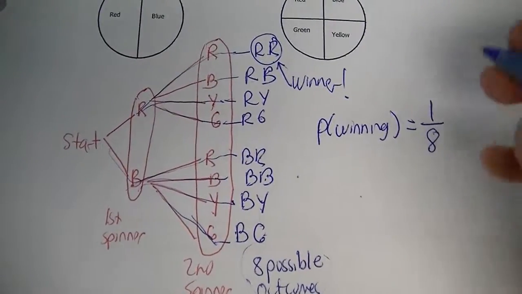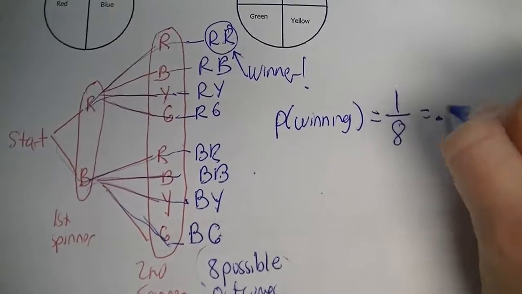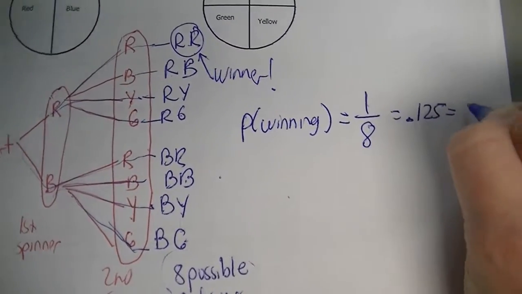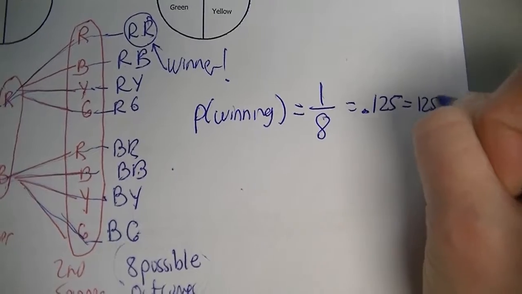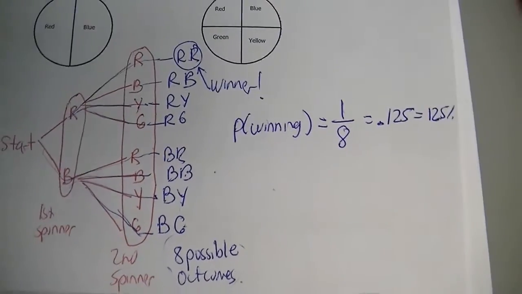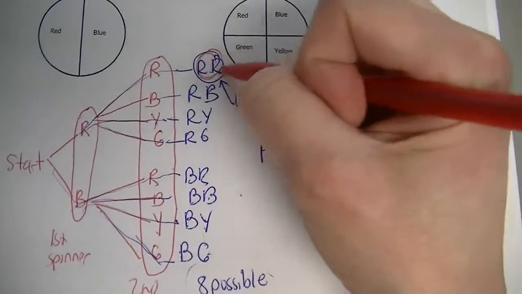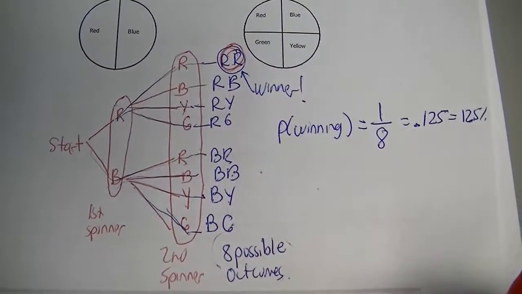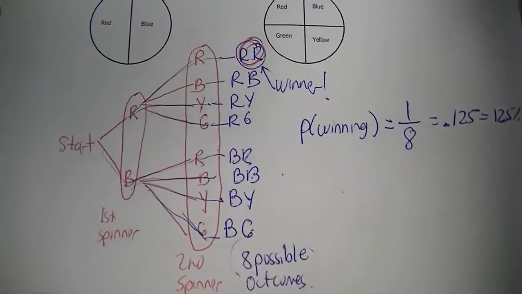Or you can write that as a decimal. 1 divided by 8 is 125 thousandths, which is, as a percentage, 12 and 5/10%. Okay? So there's our winner. All right, I told you I was going to show you another way to do this, and I'm going to go ahead and show you that right now.